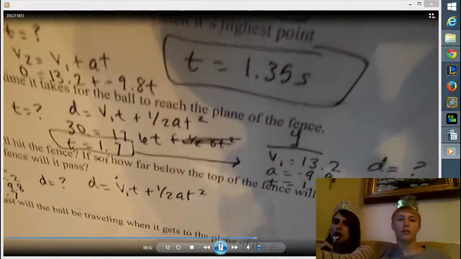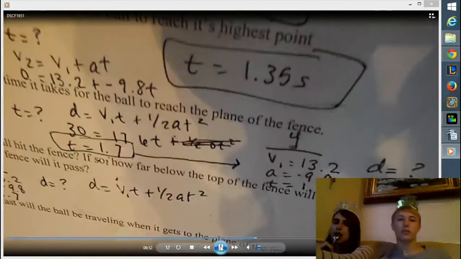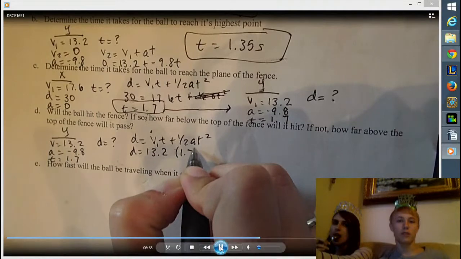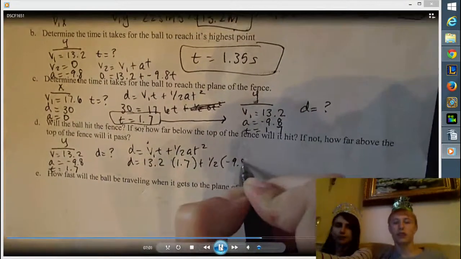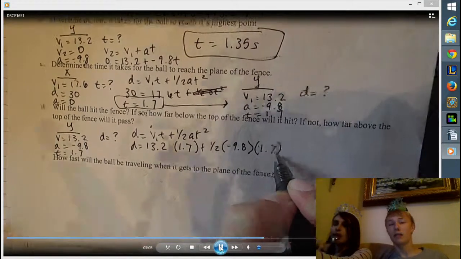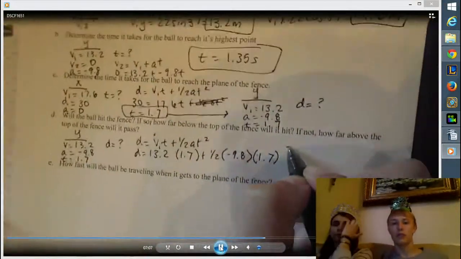Right now we're trying to solve for D in the Y direction. So D equals V1T plus half AT squared. D is 13.2, which is the V1, times the time, 1.7, as we solved in the last equation, plus 1 half times negative 9.8, which is gravity, times 1.7 squared.